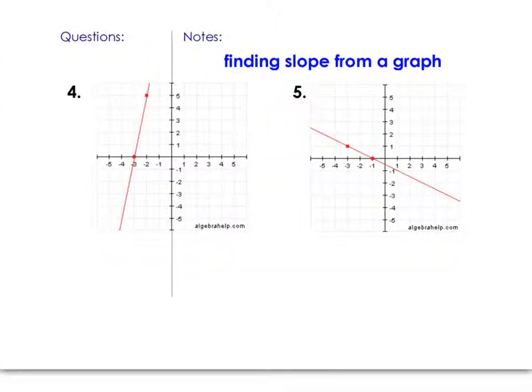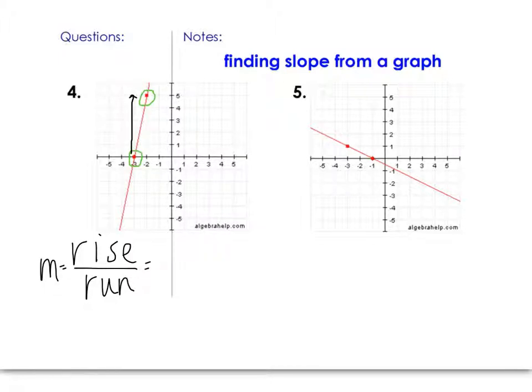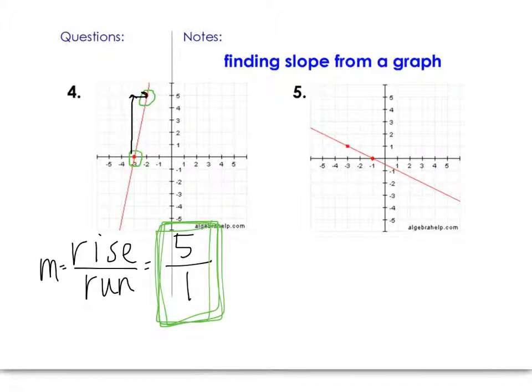Let's try a couple more. If I start at this bottom point of negative 3, 0, and I'm trying to get to my other point of negative 2, 5, well, I have to rise over my run. That's what my slope equals. So I rise 1, 2, 3, 4, 5, and I run 1. I'm going to leave my slope this fraction 5 over 1. I'm not going to make it 5 quite yet. So my slope is 5 over 1.